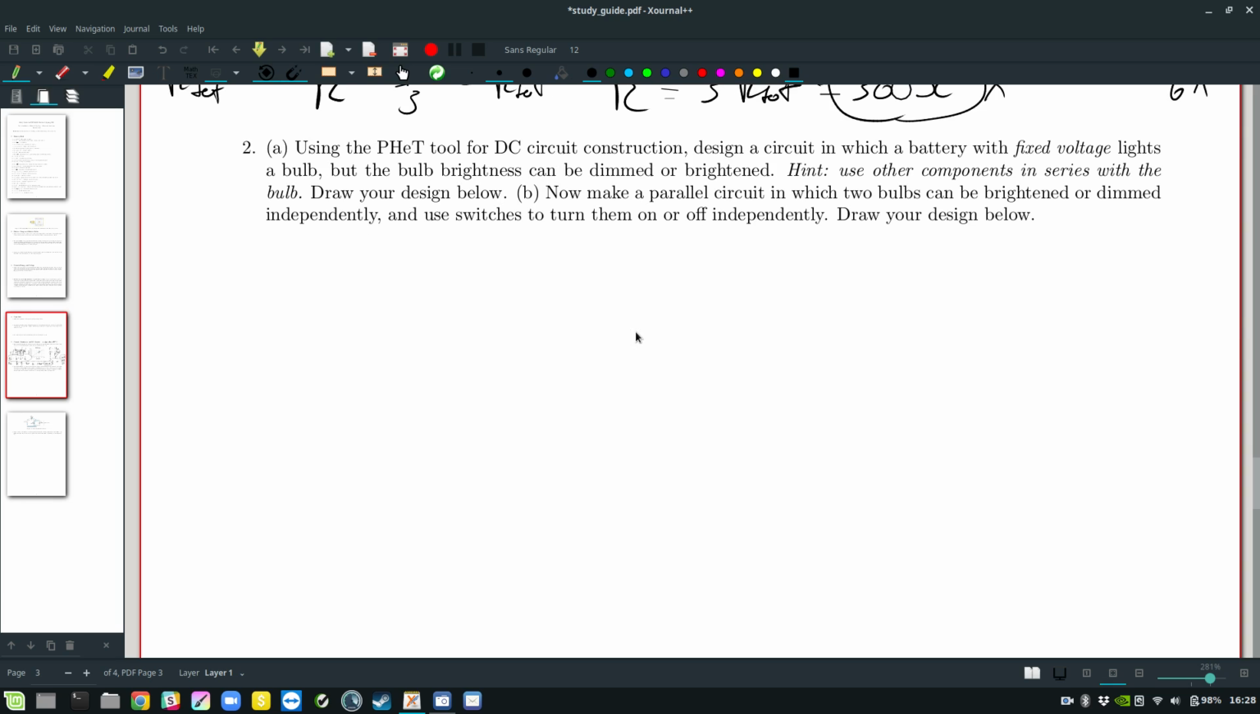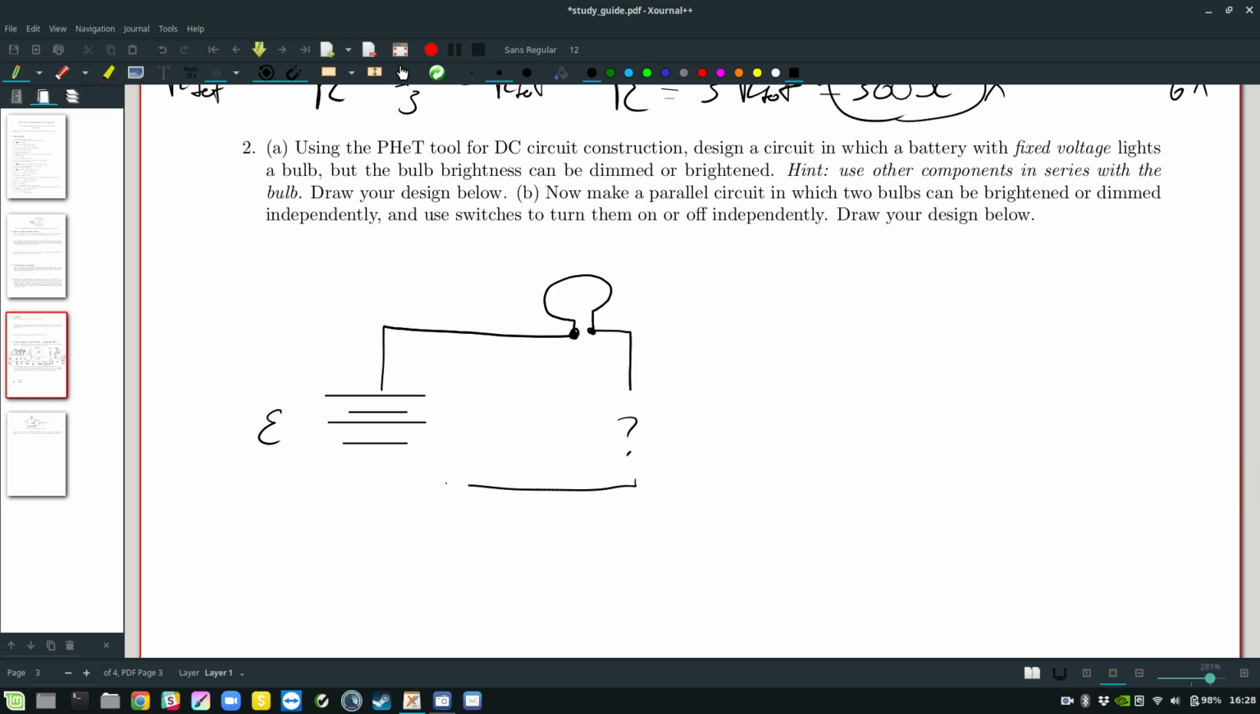Now, using the PHYS135B tool for DC circuit construction, design a circuit in which a battery with fixed voltage lights a bulb, but the bulb brightness can be dimmed or brightened. So I think there are obviously a variety of ways to do this. I would say get a battery, and then obviously you're going to have to hook to some bulb. Let's just draw a bulb like this. And then do something next before returning back to the negative terminal of the battery.